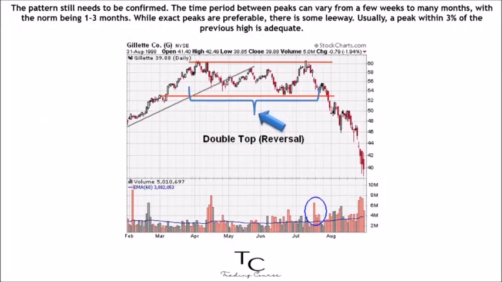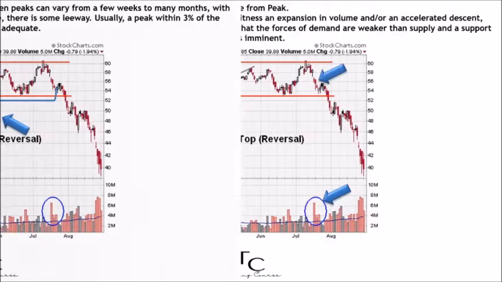The time period between peaks can vary from a few weeks to many months, with the norm being 1 to 3 months. While exact peaks are preferable, there is some leeway. Usually, a peak within 3% of the previous high is adequate.